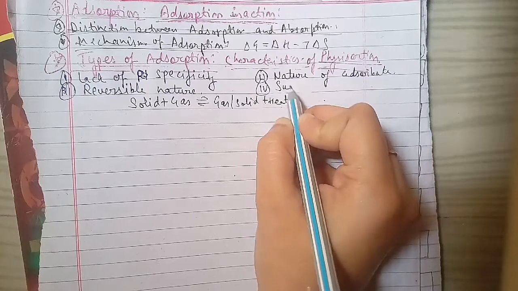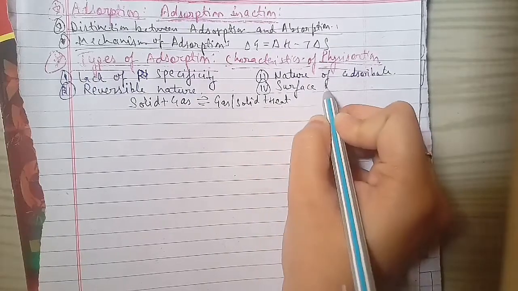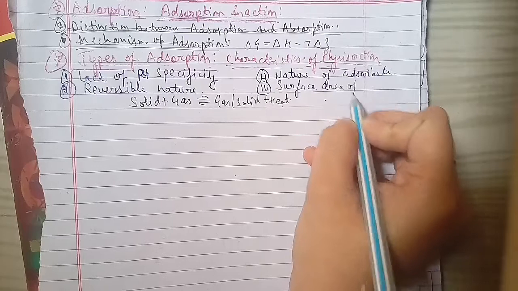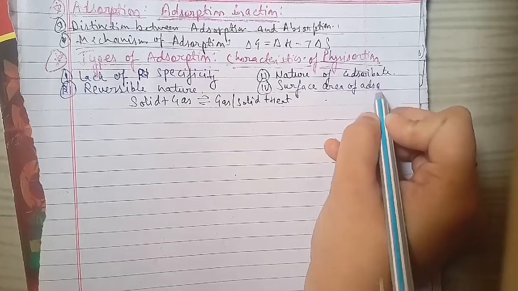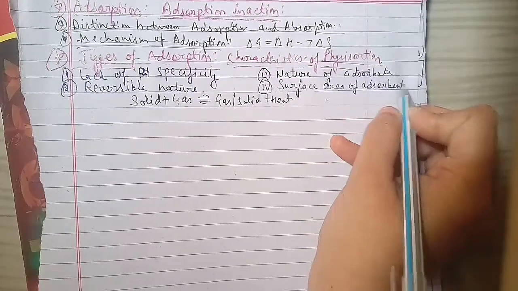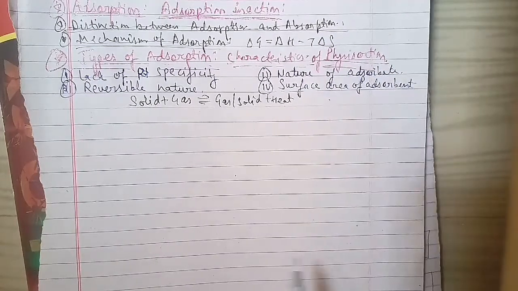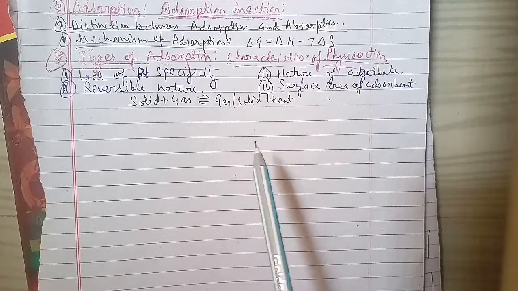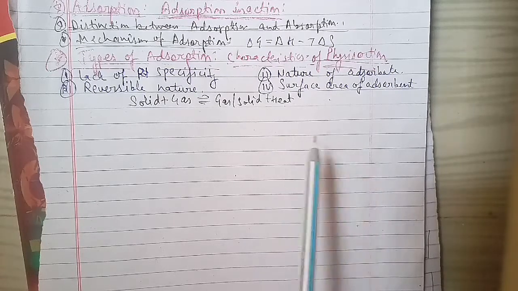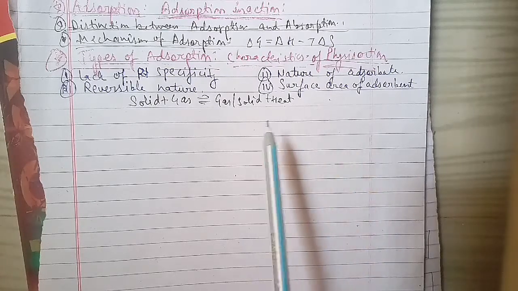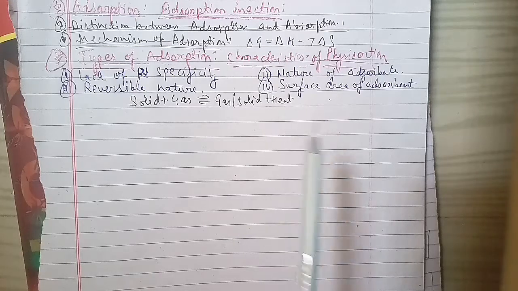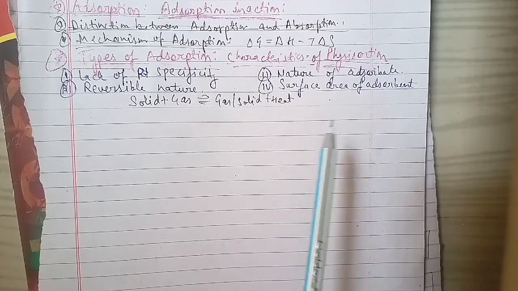Surface area of adsorbent. In some cases, the extent of adsorption increases with the increase of the surface area of the adsorbent, and thus finely divided metals and porous substances having large surface areas are good adsorbents as well.